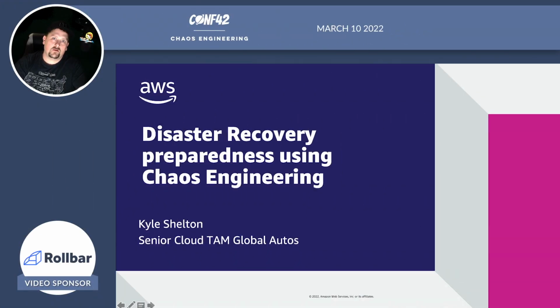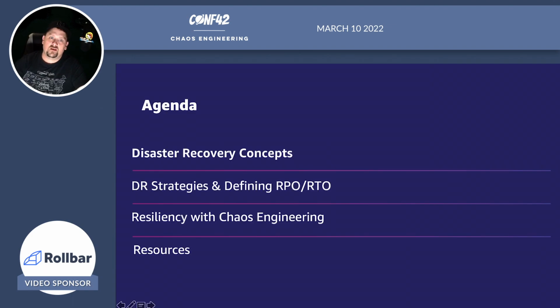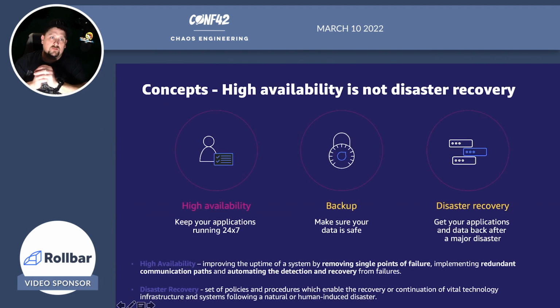Thanks for joining my talk on disaster recovery preparedness using chaos engineering. In this session, I will go over disaster recovery concepts and the difference between high availability and disaster recovery. We'll talk about how to approach DR from a cost risk perspective, and then we'll talk about resiliency with chaos engineering. So let's talk about the difference between high availability and disaster recovery.